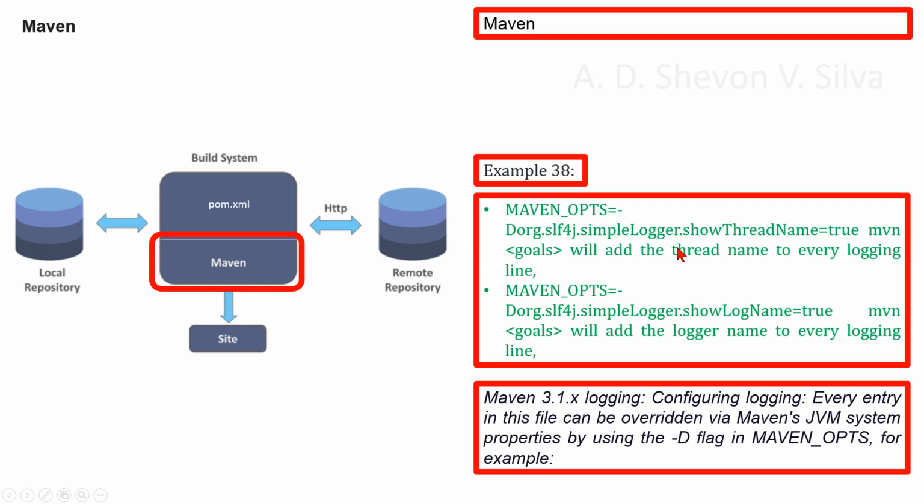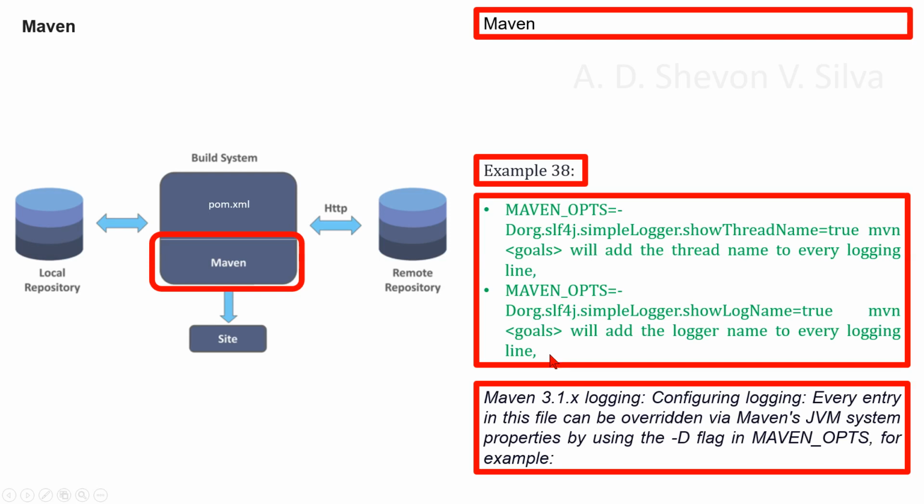Now we are considering configuring logging in Maven 3.1.x logging. Every entry in this file can be overridden via Maven's JVM system properties by using the -D flag, in MAVEN_OPTS for example. To configure the logging with SLF4J Simple, you can edit the properties in the ${maven.home}/conf/logging/simplelogger.properties file. Please see the linked reference documentation for details.